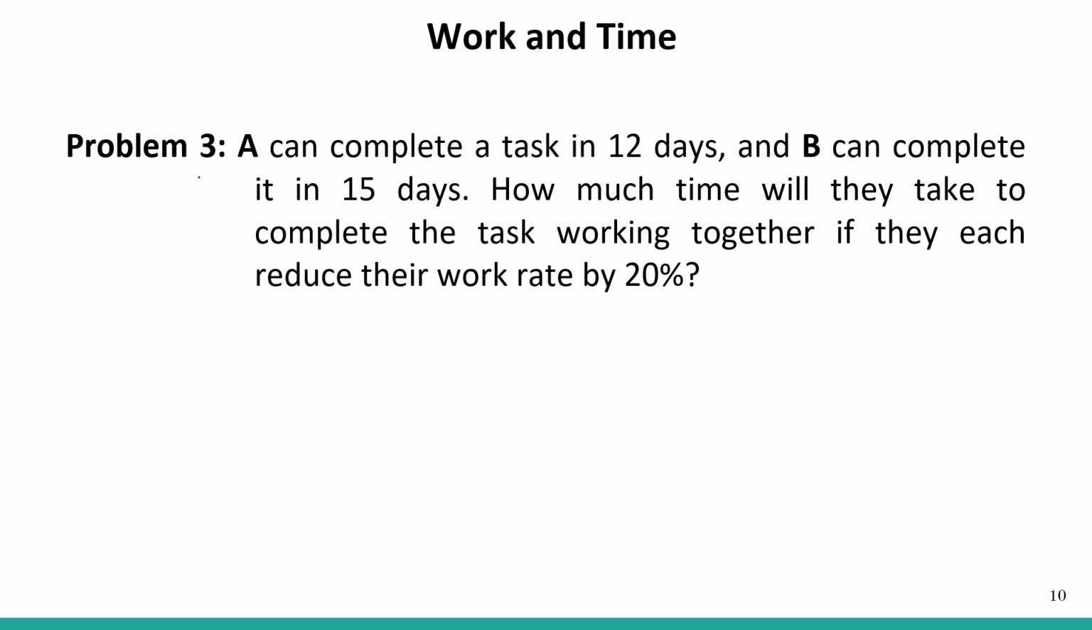So let's see problem number 3. Here again a similar kind of case is presented: A can complete a task in 12 days, and B can complete the task in 15 days. So A's work rate is 1 by 12, and B's work rate is 1 by 15.